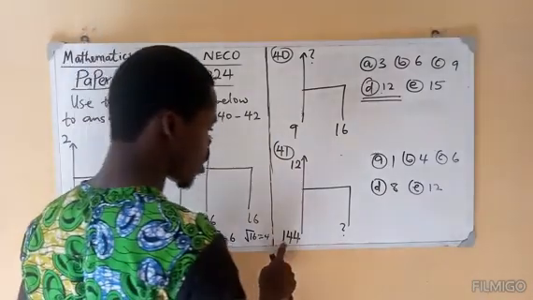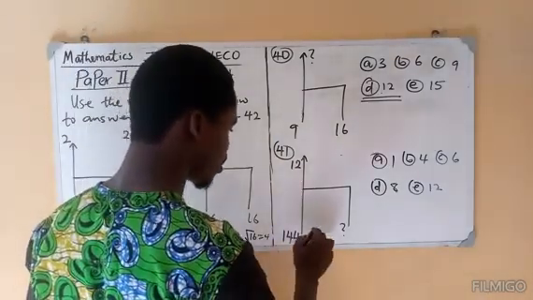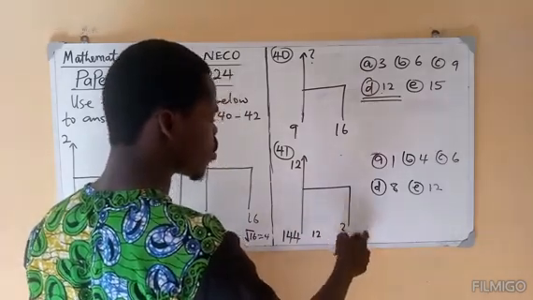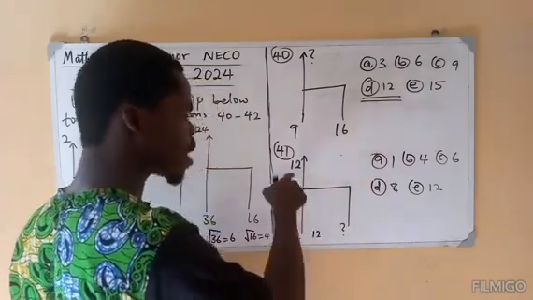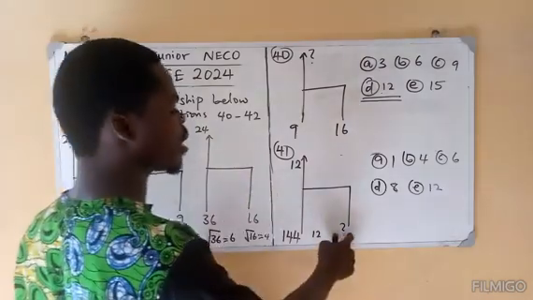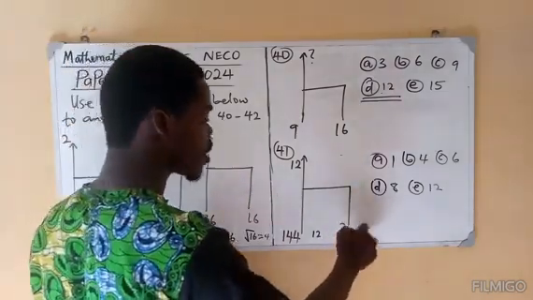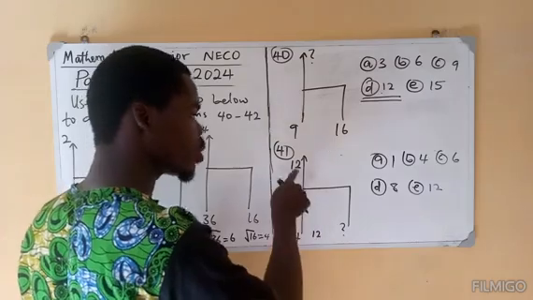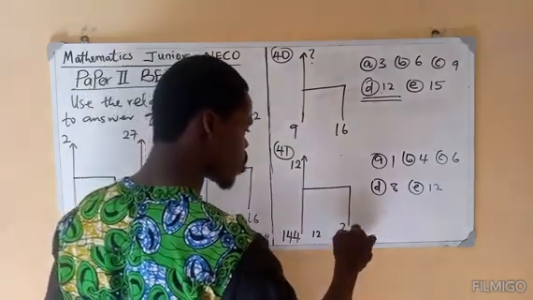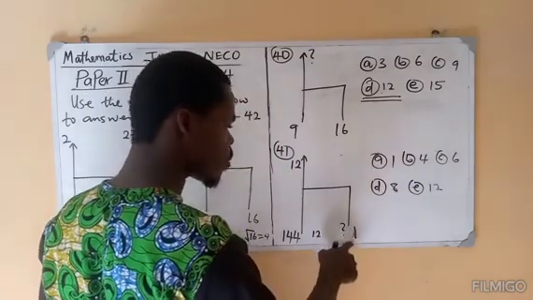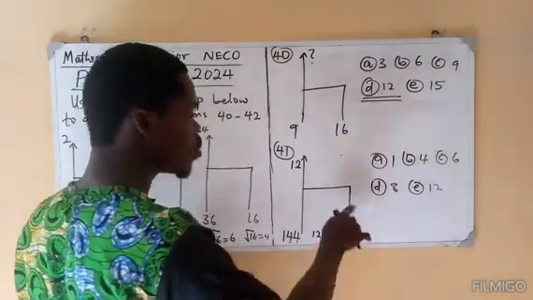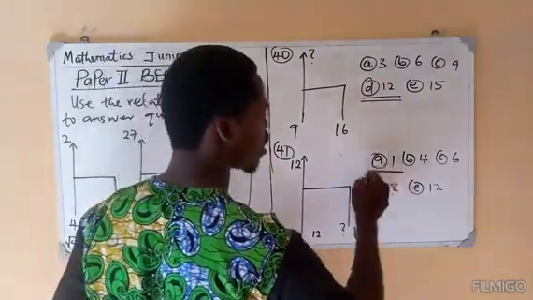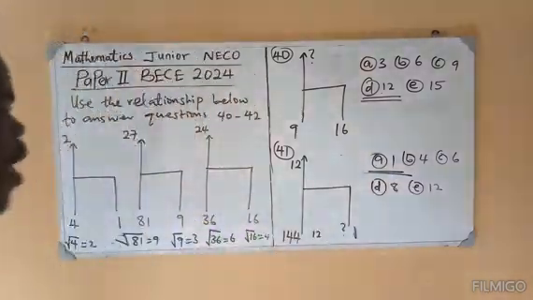Square root of 144 will give us 12. Now, square root of what will I multiply with 12 to get 12? So you can see that the only thing I can get here is 1. When I take the square root of 1, I will still get 1. So that 1 multiplied by 12 will give me 12. So what is meant to be here is 1. So 1 is the correct option, and that is option A. So 1 is the answer.